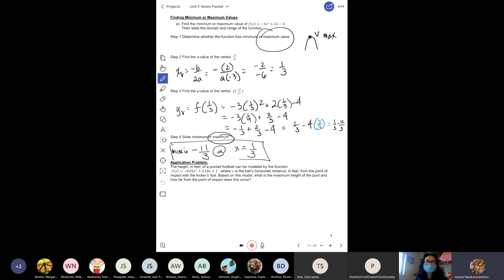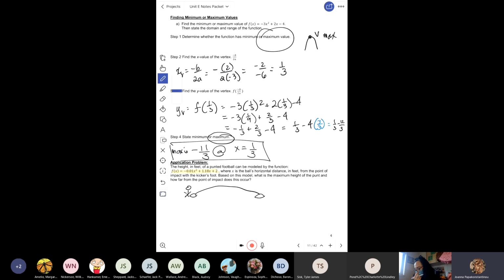Okay, let's look at a word problem because there's always a word problem. The height in feet of a punted football can be modeled by this function. So you've been given the function that models the height of a football, where x is the ball's horizontal distance in feet from the point of impact from the kicker's foot. So I would like to draw a little picture. I have a little person, he's going to kick a little football, and the little football goes like this, right? So that makes sense, right?